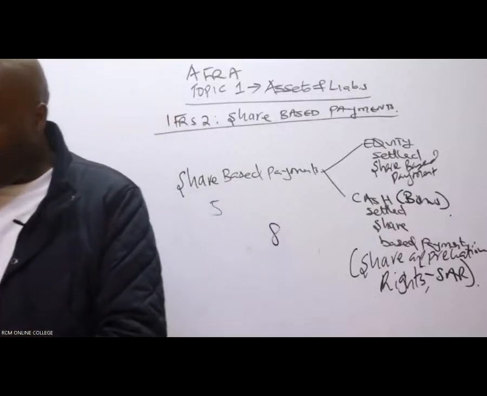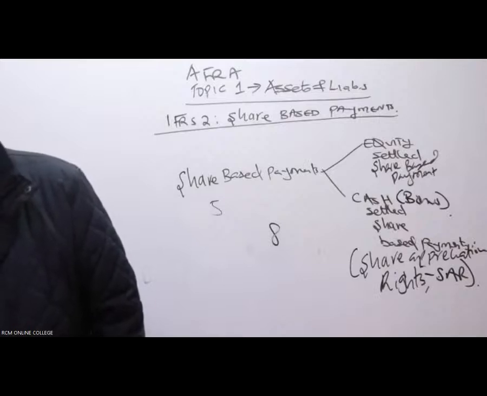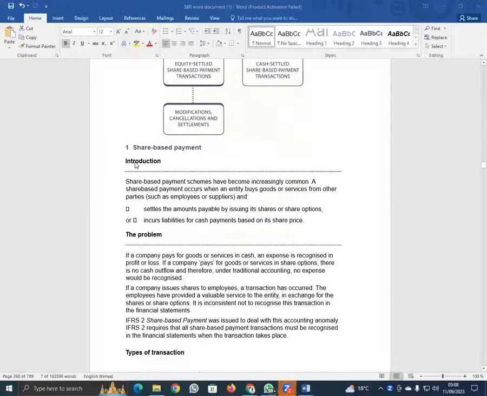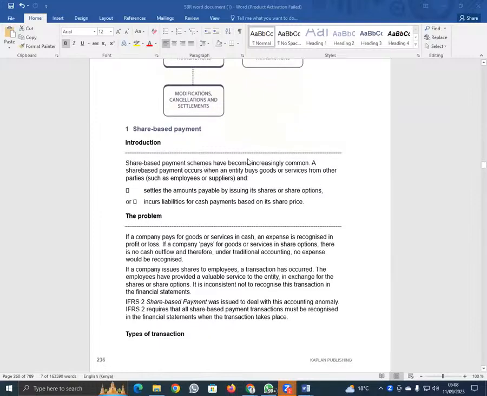Now, please listen to me very well. We are told here, under the introduction, that share-based payment schemes have become increasingly common. A share-based payment occurs when an entity buys goods or services from other parties, such as employees or suppliers, and then number one, settles the amount payable by issuing its shares or share options. Or number two, incurs liabilities for cash payments based on its share price. You shall be paying them cash based on its share price.